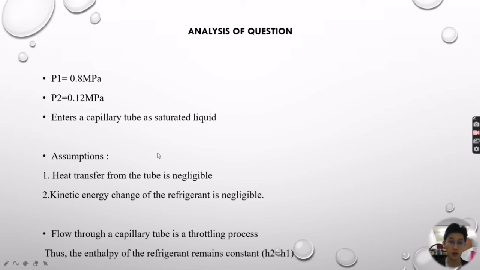Before the solution, we make some assumptions. First, the heat transfer from the tube is negligible, and the kinetic energy change for the refrigerant is negligible, so we neglect these. From the equations, we know the flow through capillary tubes is a throttling process, so we can also get that the enthalpy of the refrigerant remains constant, so H2 equals H1.